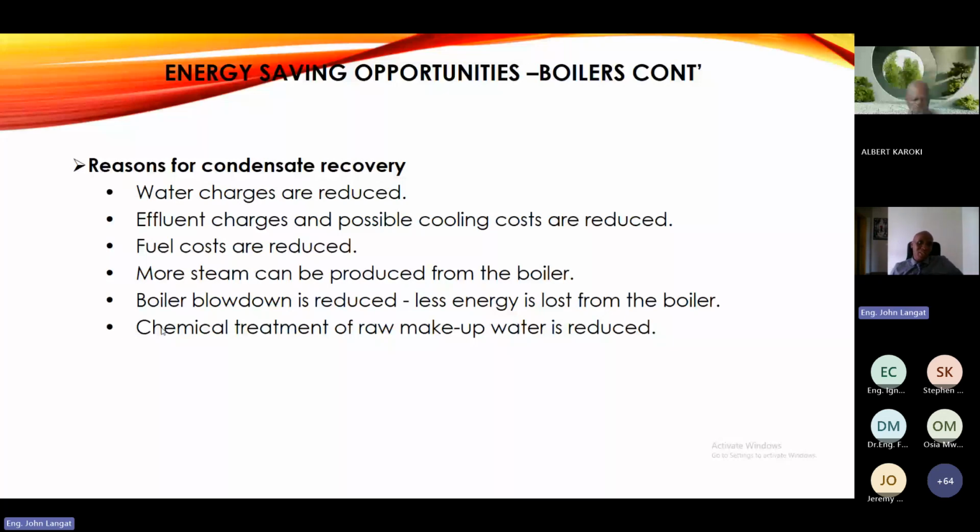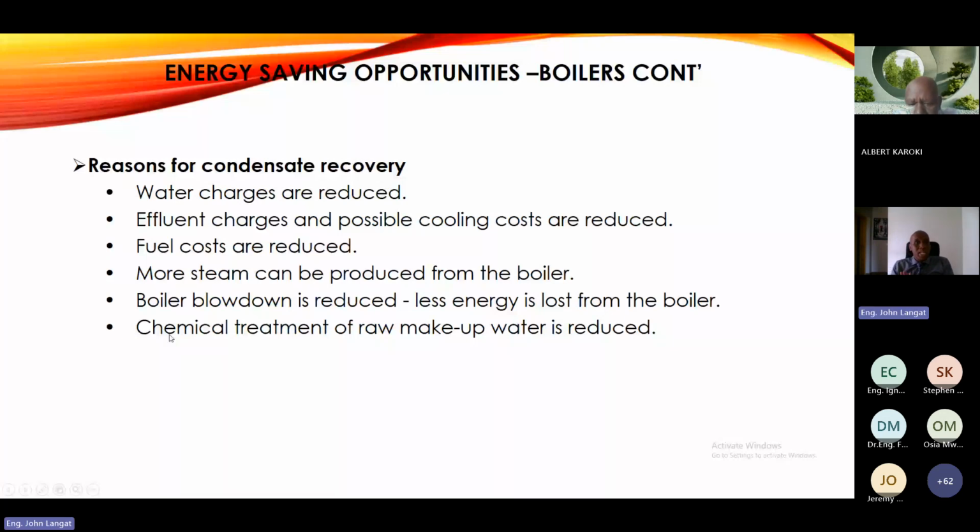Then fuel costs are reduced because the condensate is returning to the boiler at around 80, 85 degrees. So you don't have to preheat it from 23 or ambient temperature to 80. And imagine that difference. Then more steam can be produced for the boiler. And boiler blowdown is reduced because this is water that you've treated, so you are not introducing any impurities into the boiler. So you reduce blowdown and therefore avoid losing energy through blowdown. Then chemical treatment of raw makeup water is also reduced. If you have a perfect closed loop, you might not even need chemical treatment of water.